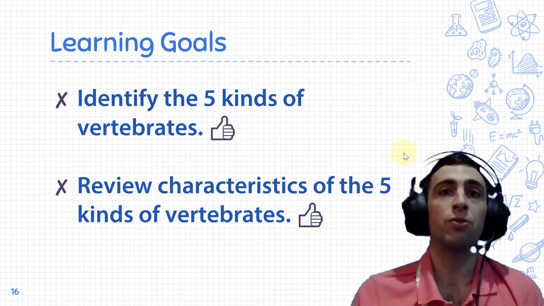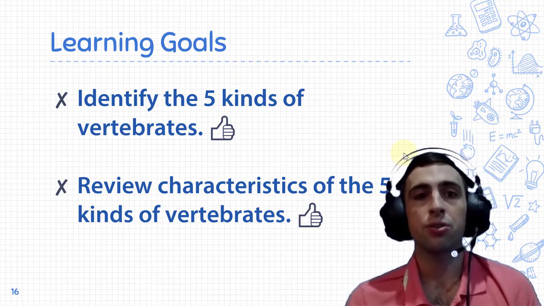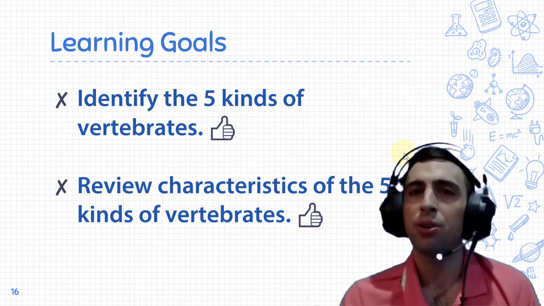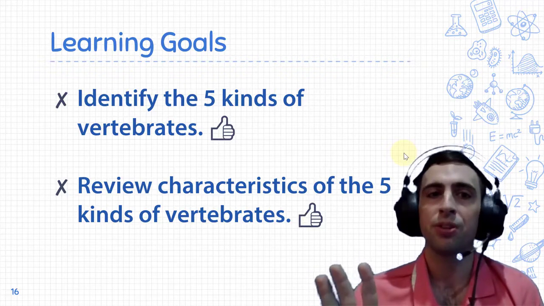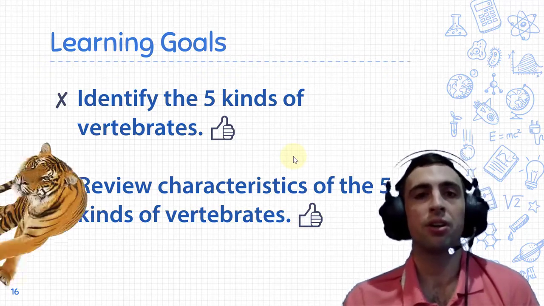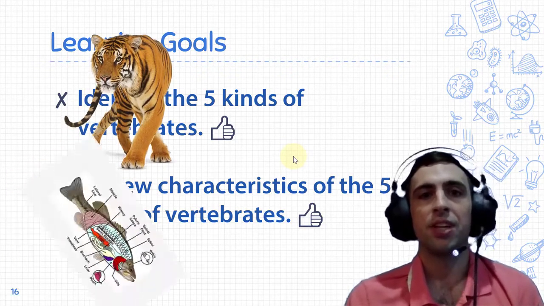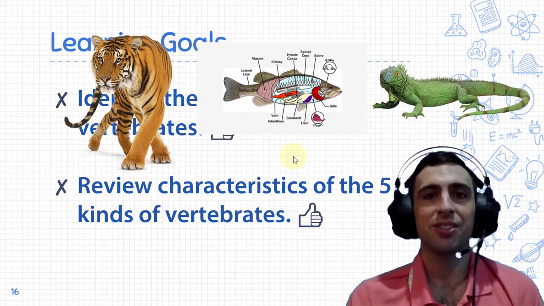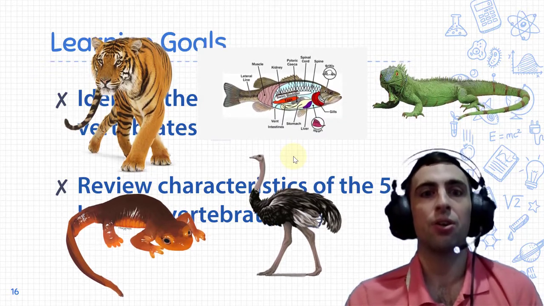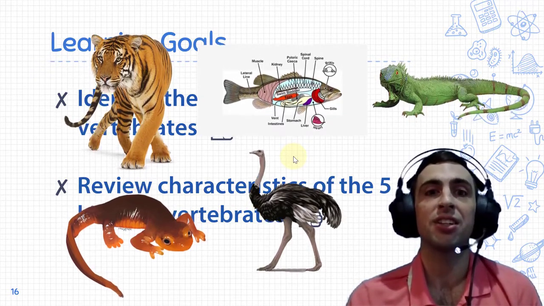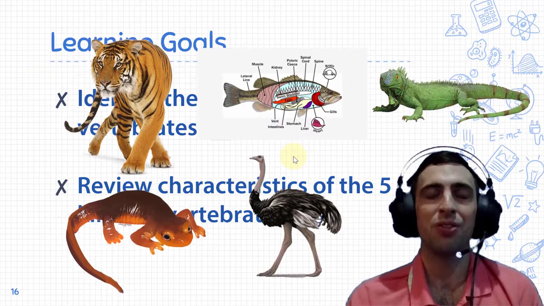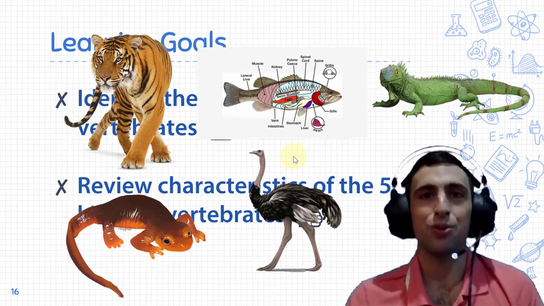So let's go back over our learning goals. Our learning goals were to identify the 5 kinds of vertebrates. Can you remember what the 5 kinds of vertebrates were? The 5 kinds of vertebrates that we reviewed today were mammals, fish, reptiles, amphibians, and birds. Our second learning goal was to review the 5 characteristics of each kind of vertebrate. Well, I don't have time to review them right now, but you can go back and do that by yourself.